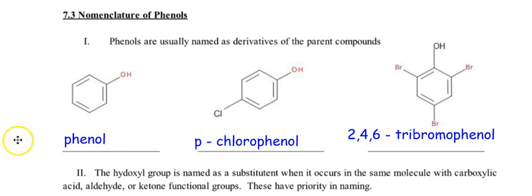Okay. So then it says, this is really important. So if you can, go ahead and star this. Here, let's put a couple stars here. This is an important section here. It says the hydroxyl group is named as a substituent when it occurs in the same molecule with these 3 right here. So let's highlight these 3. We have either carboxylic acids, aldehydes, or ketone functional groups, okay? Those take priority over the alcohols. Did you catch that? I'll say it again. These 3 functional groups take priority over alcohols, okay?